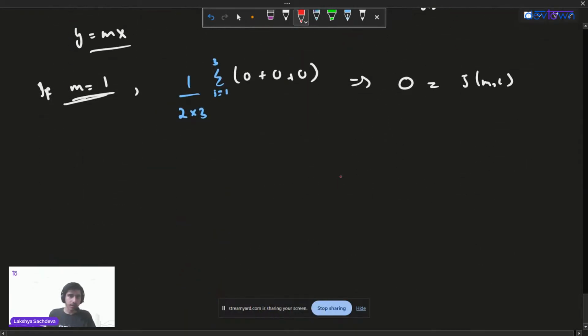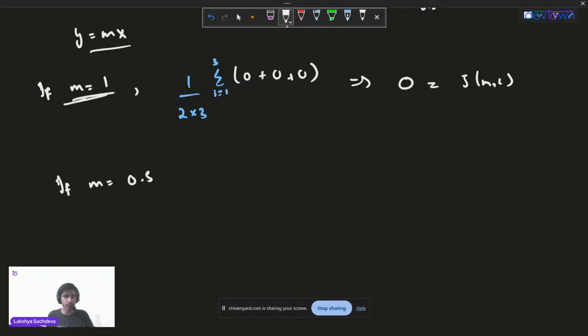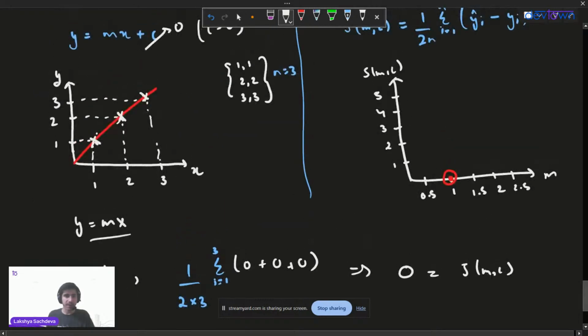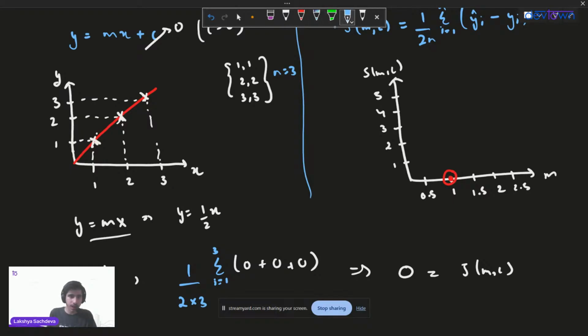Okay, sir. So let's take another value. Say m is equal to 0.5. If I take m is equal to 0.5, I will have y equal to 1 by 2x. So if y is 1, I will have x is equal to 0.5 somewhat here. If y is 2, I will have x is equal to 1 somewhat here. And if y is 3, I will have 1.5. So my next line will be like this.